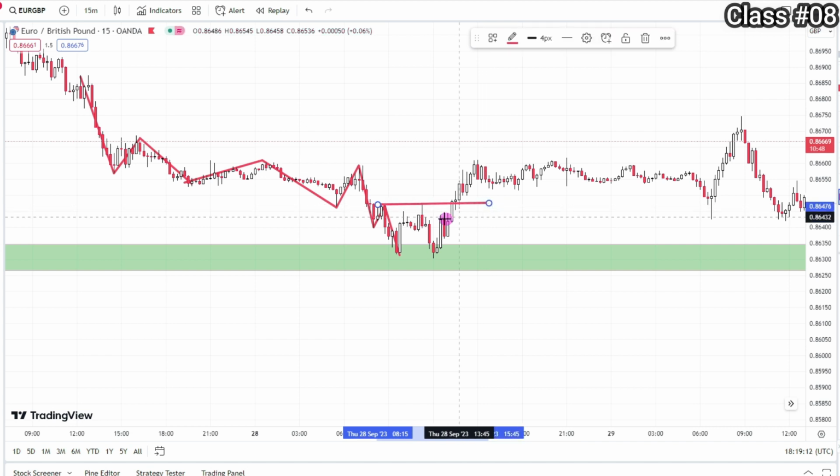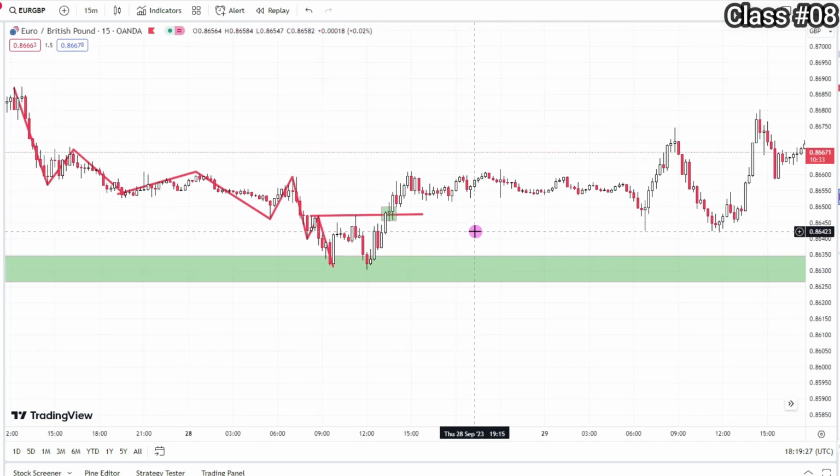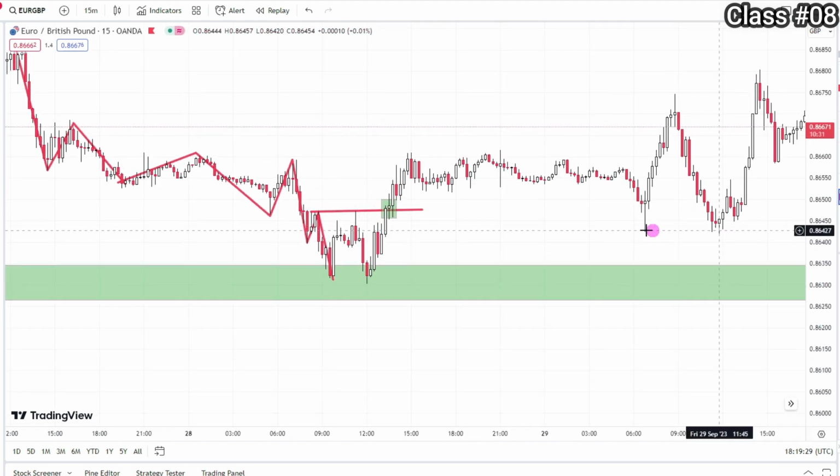So to confirm a rejection from our zone, we need to watch for a structural shift, a rejection and violation of this downtrend structure. Here you can see that at this point this candle is breaking and closing our downtrend structure. So it means that now we can set our buy limit order using the SMC method.